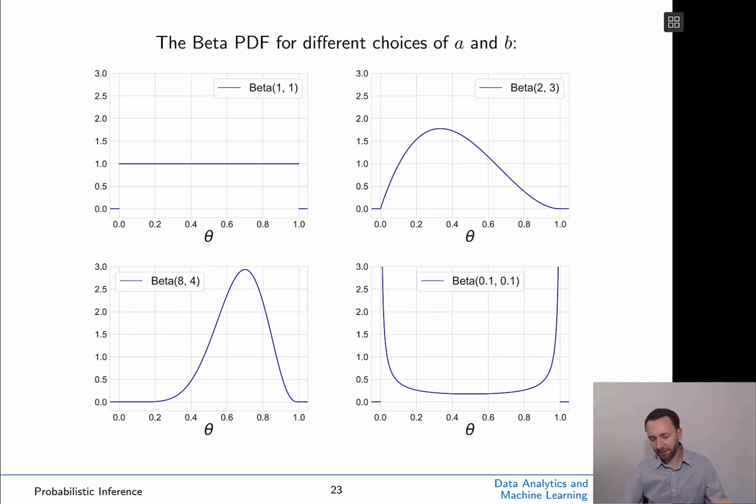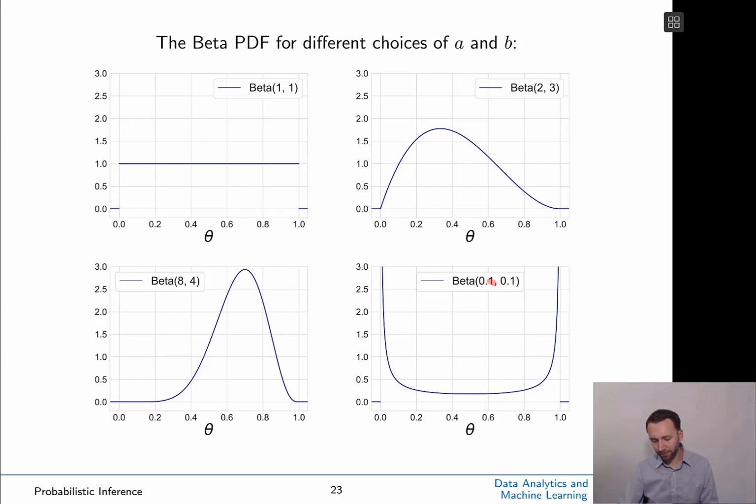And then you can do different stuff, right? You can make, for example, beta 2, 3, right? Then you have here like this small tilt to the left-hand side. You can pick beta 8, 4. So now the first one is larger, then it tilts to the other side and even to a stronger degree because the numbers are getting larger. And you can also get some weird behavior where you make these numbers smaller than 1.